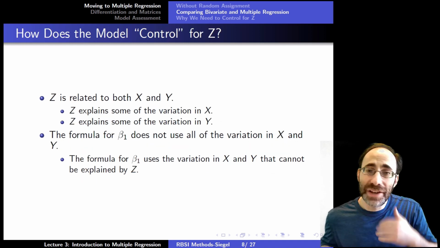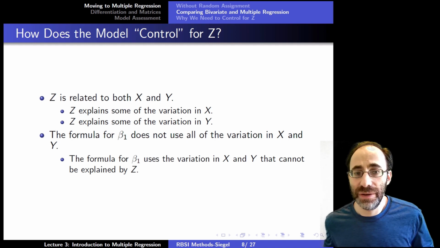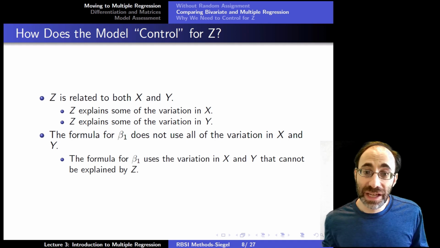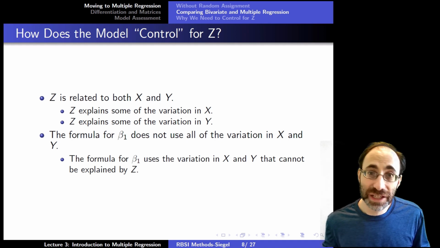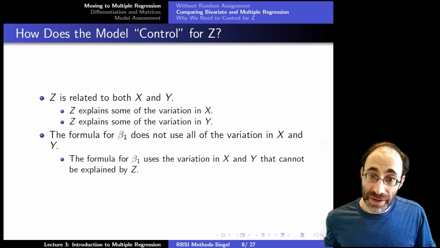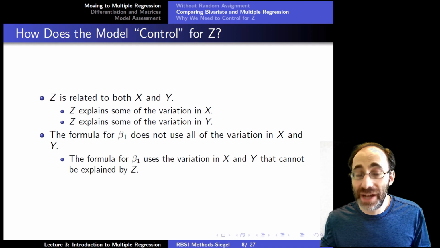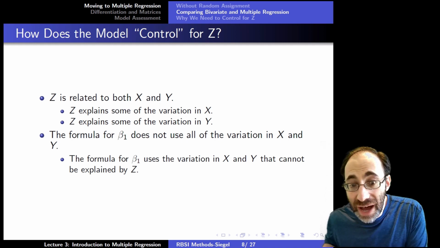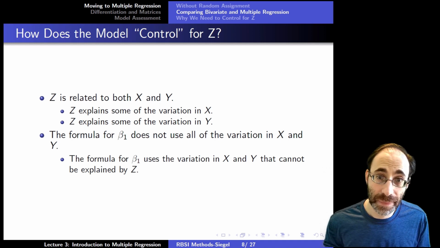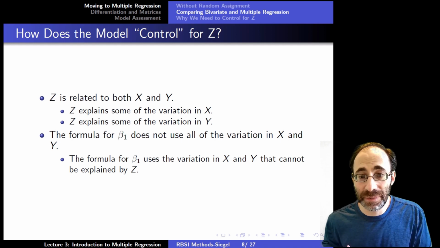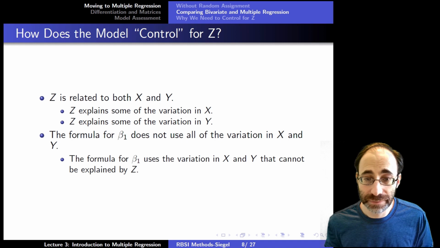Okay. So how does this all work? How does the model control for z? Well, z, we're assuming, is related to both x and y. Z explains some of the variation in x, and z explains some of the variation in y. The formula for beta 1 will not use all the variation in x and y. It will use the variation in x and y that cannot be explained by z. So you take out all the explanation for the variation in x and y that z can explain. What's left over will be in the formula for beta 1.